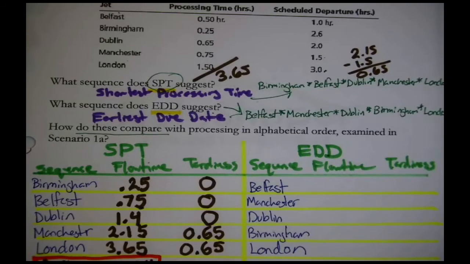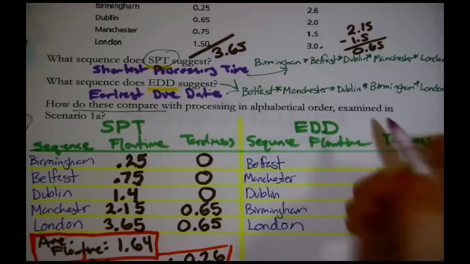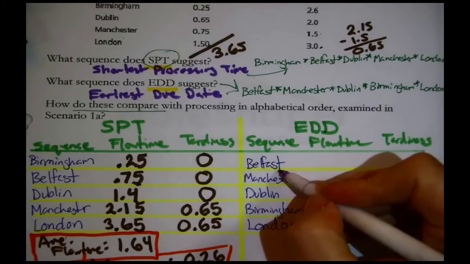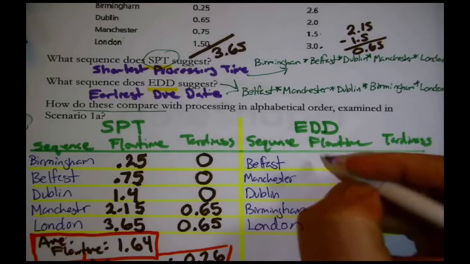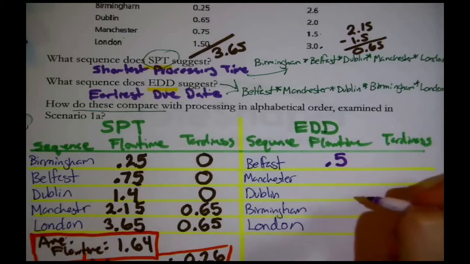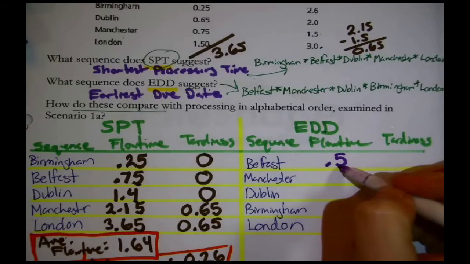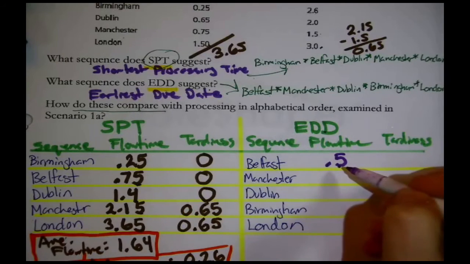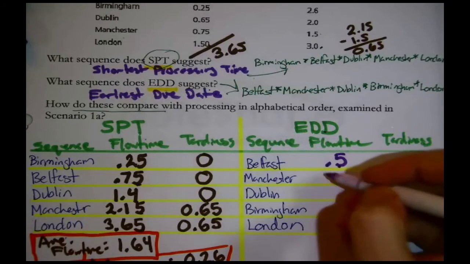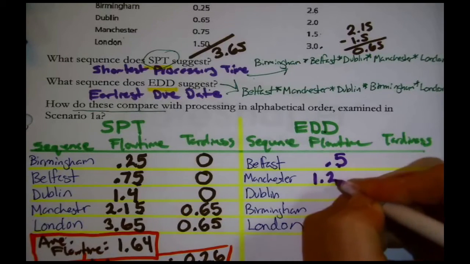You say, okay. Now, how does it compare to this? Well, we have to repeat the calculations. Let's repeat the calculations. Earliest due date. If we follow earliest due date, Belfast is first up. Belfast will be finished in 0.5 hours. Then Manchester. Manchester waits for 0.5 hours. Manchester is 0.75 hours worth of work, so the flow time for Manchester is 1.25.